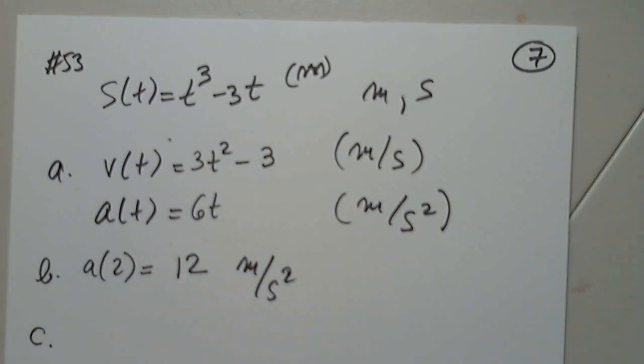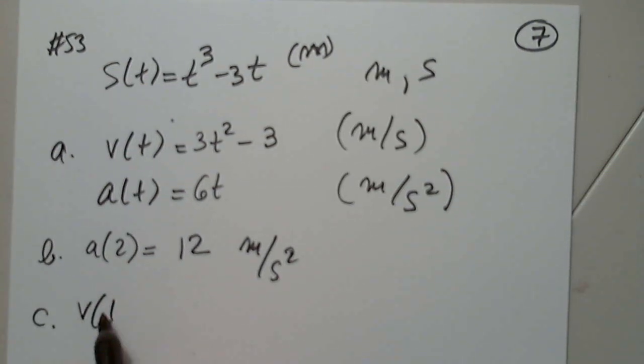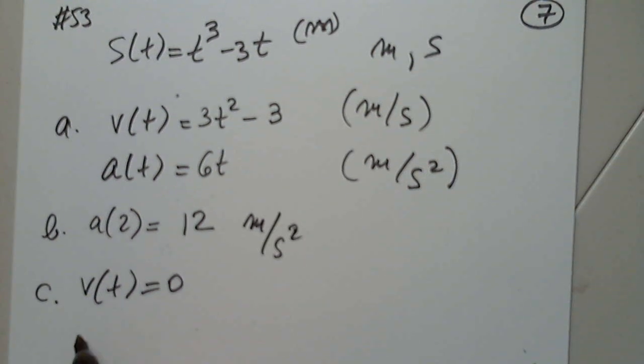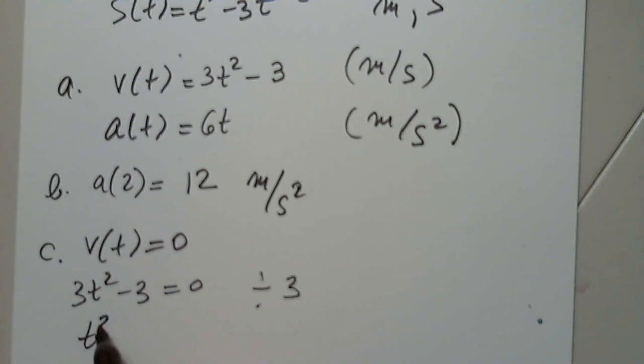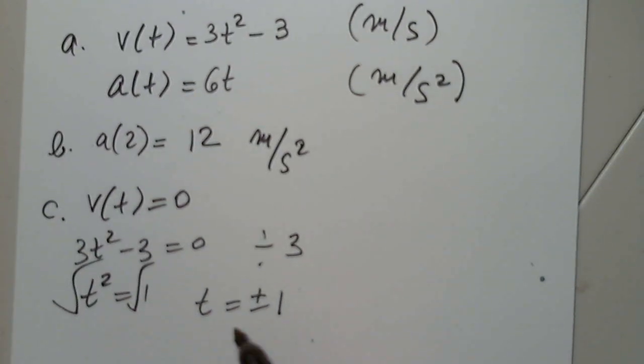Now in part C, they want us to find the acceleration when the velocity is 0. So I have to first set the velocity equal to 0, which means 3t squared minus 3 equals 0. How do I solve this? Very easy. First of all, simplify by 3. So I have t squared minus 1 equals 0, so t squared equals 1. But remember, this equation has 2 solutions. But since time cannot be negative, I will say only t equals 1 second.